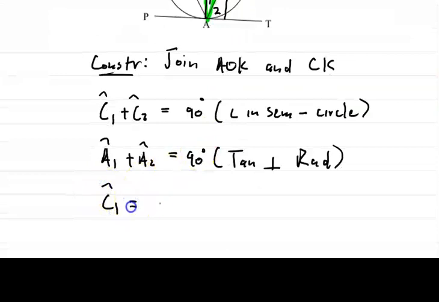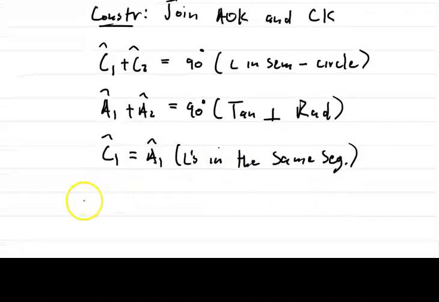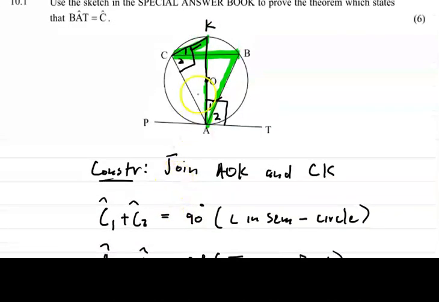C1 equals A1, angles in the same segment. Therefore, what can we conclude? Therefore, C2 is going to be equal to A2. And what's that? Remember, A2 now is the angle between the tangent and the chord, and it is equal to C2, which is the angle in the alternate segment subtended by the chord.